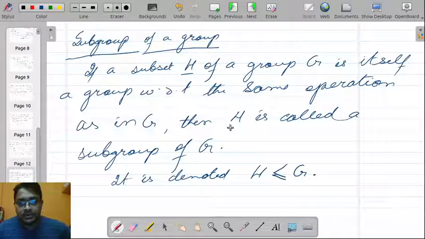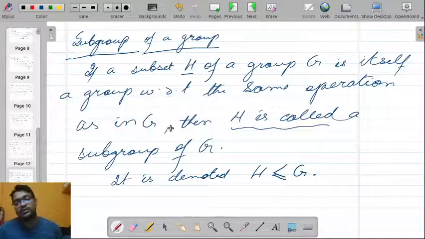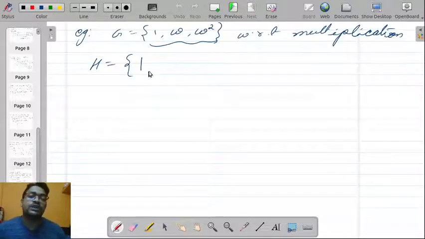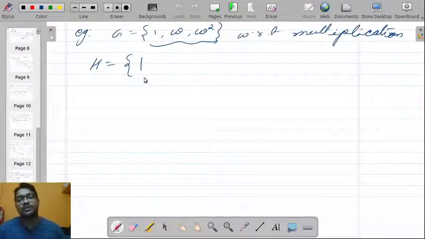It is clear actually, because H is itself a group, and by the definition of a group, a group is a non-empty set. So any subgroup H of G will be a non-empty set. The empty set cannot be a subgroup, because it will not have an identity element. One of the main criteria for being a group is that it should have at least the identity element.